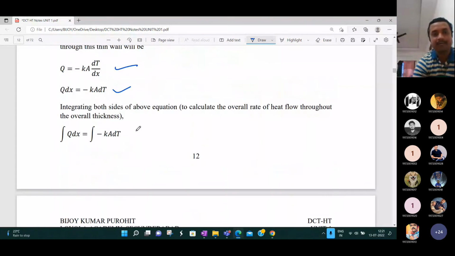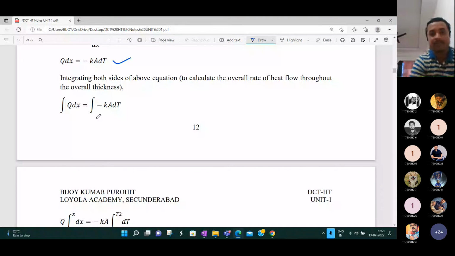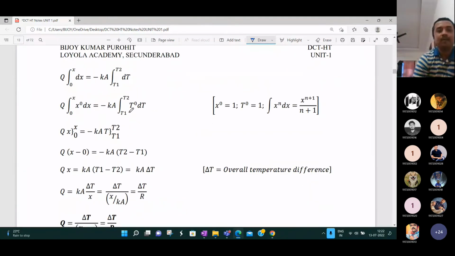Then what we did? Integration. That is variable separation: Q into delta x is equal to minus Ka dt by dx dt. Next, we take the integration and we take the limits. What is the lower limit of x? 0 and x. Upper limit for t, t1 and t2.